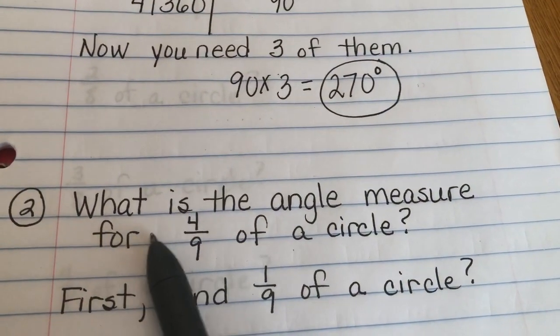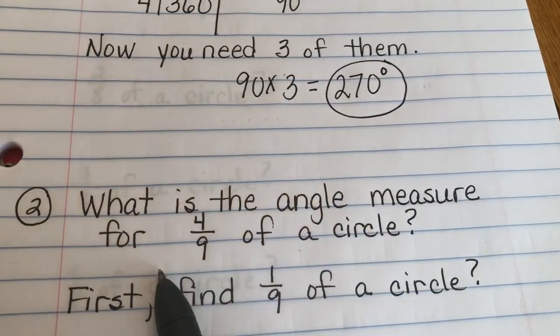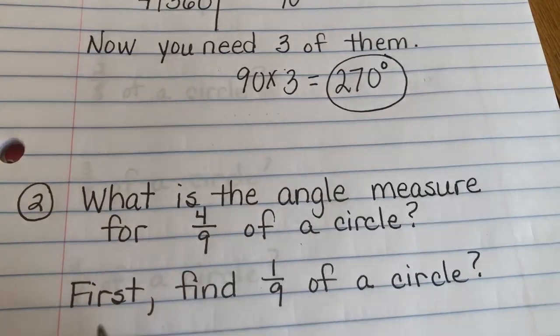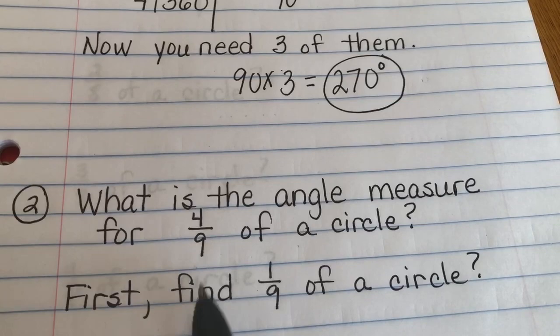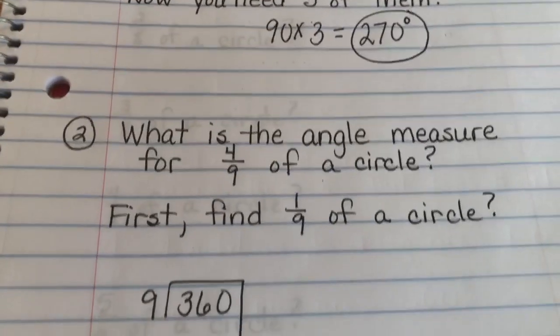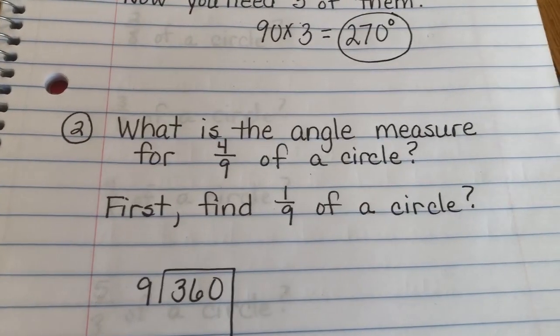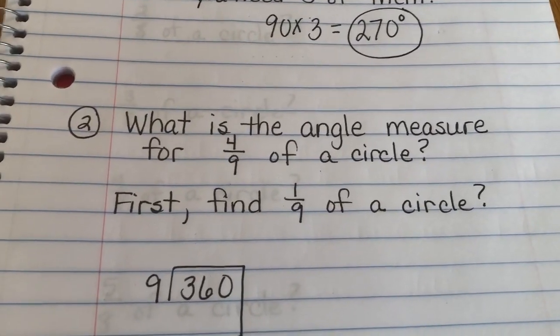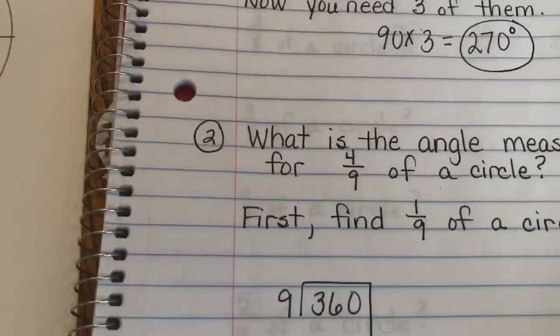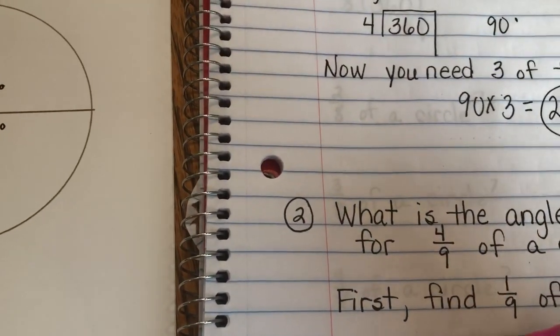So this says, what is the angle measure for 4/9 of a circle? Okay, so first, remember we have to find what 1/9 of a circle is. So we know that 360 is the degrees in a full circle, so we want to divide by 9. When we divide by 9, we're going to get 40.